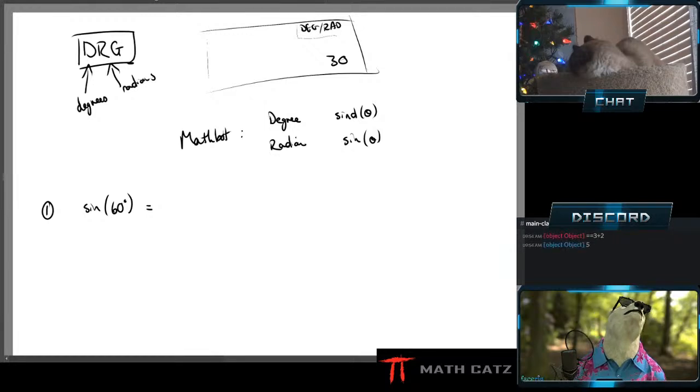It says 3 plus 2 is 5. Good job, MathBot. Now let me see if I can remember my sine function because this angle is given in degrees. My MathBot function is sine d to tell it what measure my angle is in, what units. So sine d, I'll put a 60, like that. It does its thing.